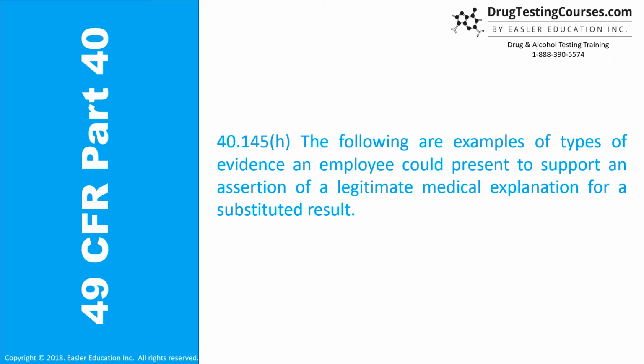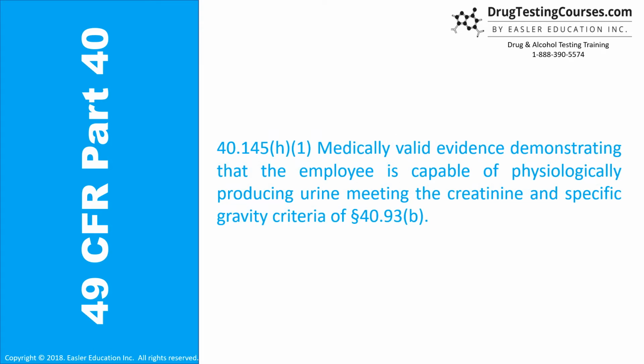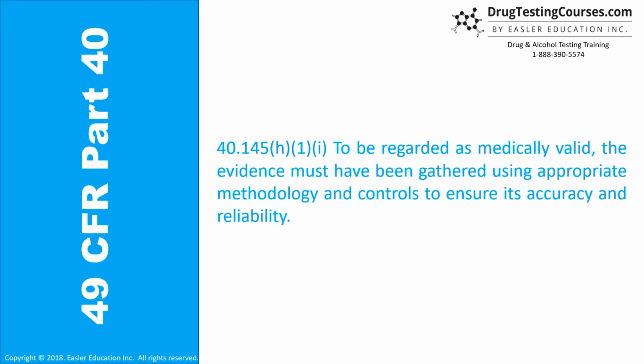40.145(h). The following are examples of types of evidence an employee could present to support an assertion of a legitimate medical explanation for a substituted result. 40.145(h)(1). Medically valid evidence demonstrating that the employee is capable of physiologically producing urine meeting the creatinine and specific gravity criteria of Section 40.93(b). 40.145(h)(1)(i). To be regarded as medically valid, the evidence must have been gathered using appropriate methodology and controls to ensure its accuracy and reliability.